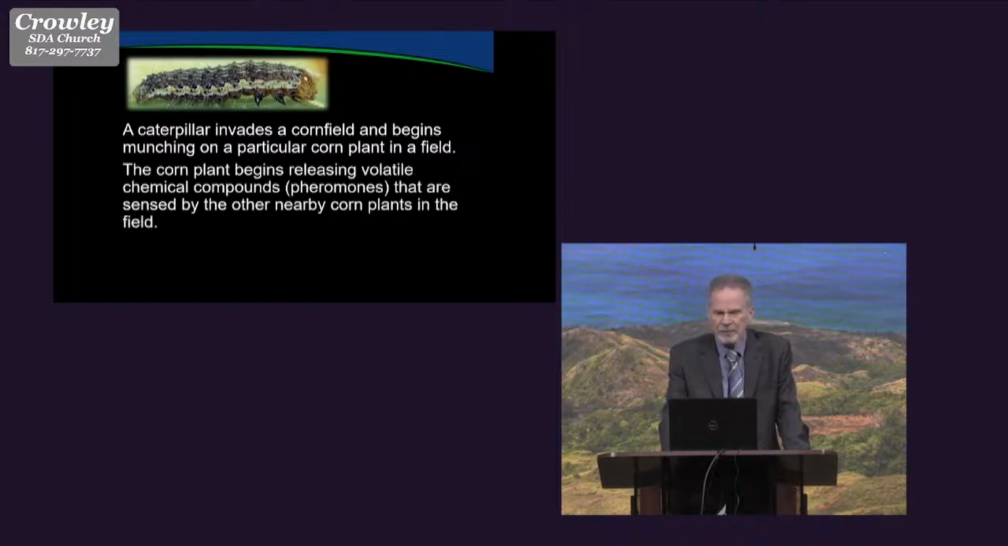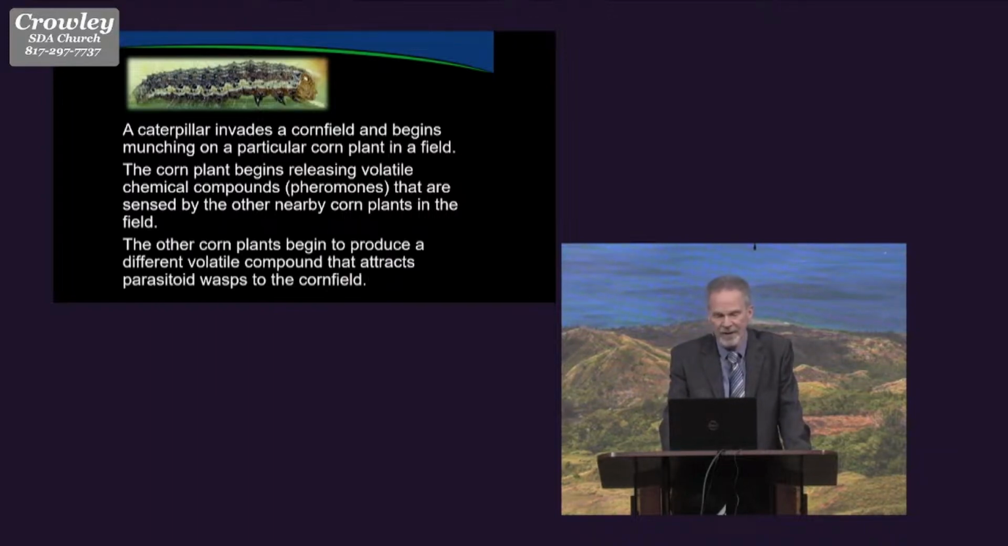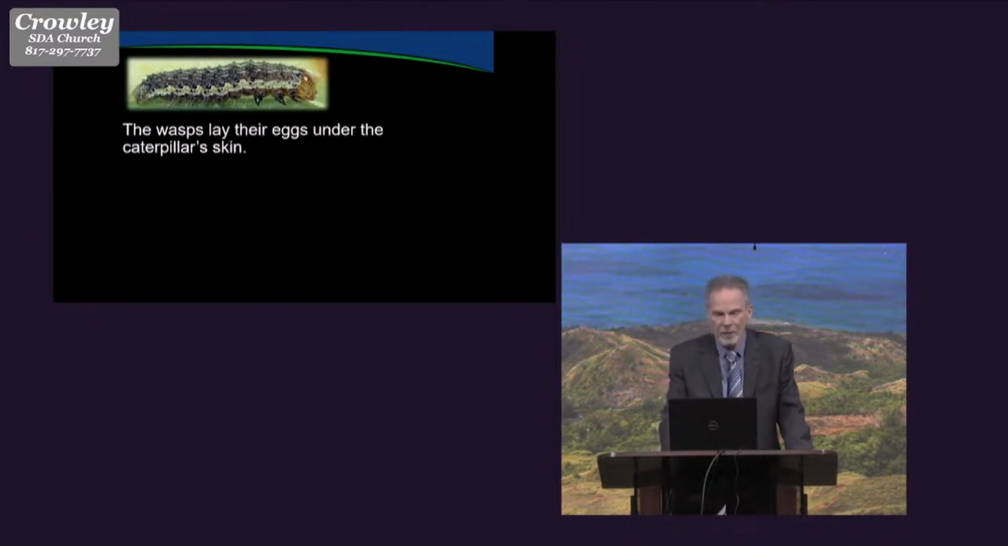The corn plant begins releasing volatile chemical compounds called pheromones that are sensed by the other nearby corn plants in the field. The other corn plants begin to produce a different volatile compound that attracts parasitoid wasps to the cornfield. Parasitoid means that they don't eat, their young do, okay? The wasps lay their eggs under the caterpillar's skin. The eggs hatch and the wasp larvae eat the caterpillar.